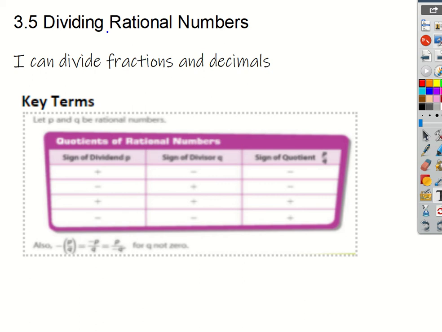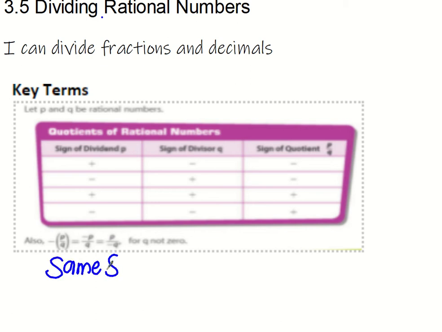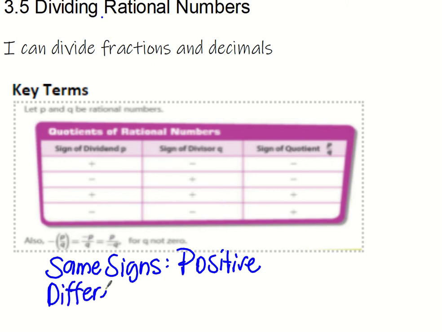If you look at your key terms, we put your rules there for you again. Most of you already know them. If you're working with quotients, if you have a negative and a positive, it's a negative. I can't read it on there because it's blurry, so let's write this on here. Same signs, your rules for dividing: same signs, the answer is always positive, and different signs, it's always negative.